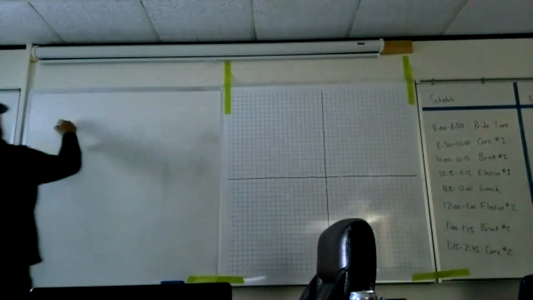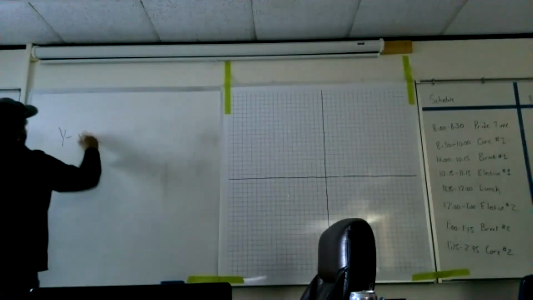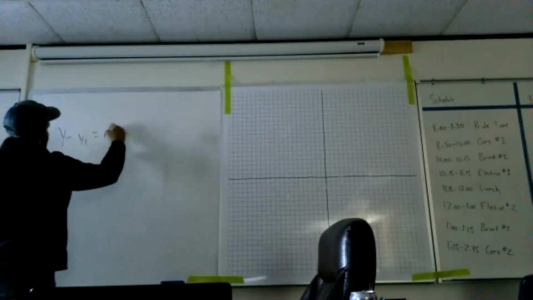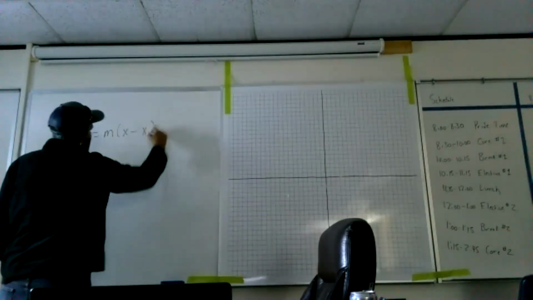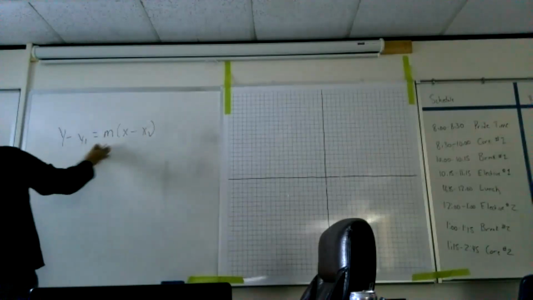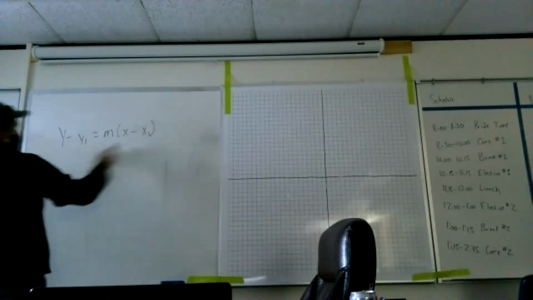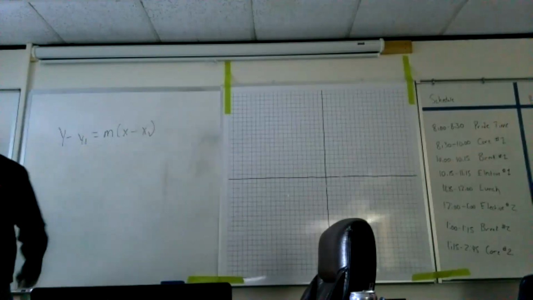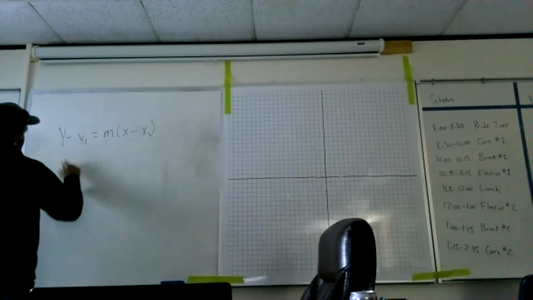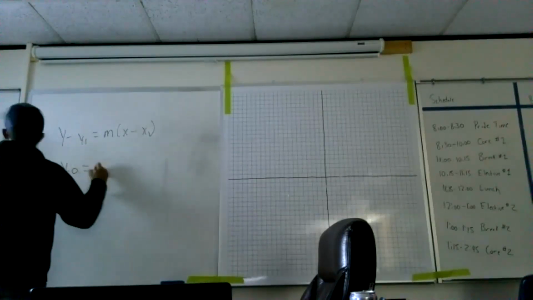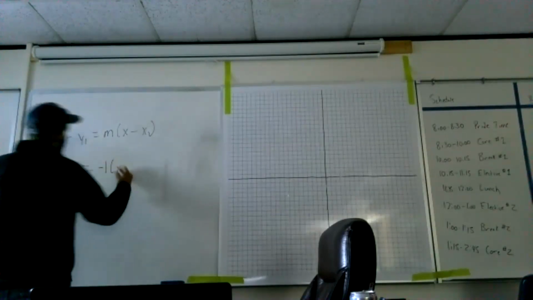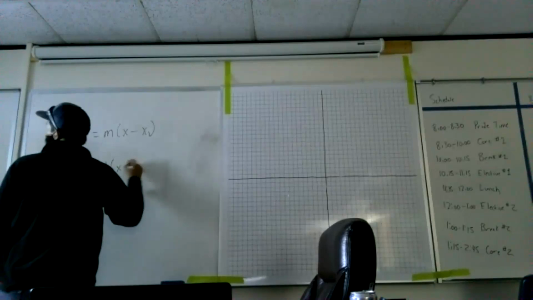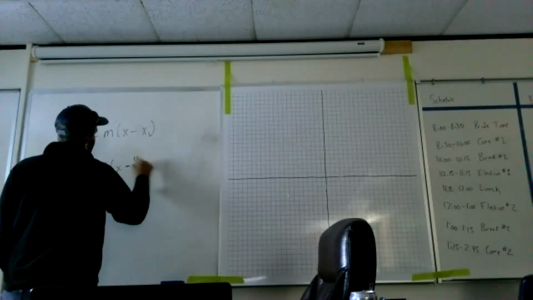So point slope form once again is y minus y1 is equal to m times x minus x1. Okay, with m being the slope, y1 being the y coordinate, x1 being the x coordinate. So here we have y minus 0 is equal to -1 times x minus 4/3.